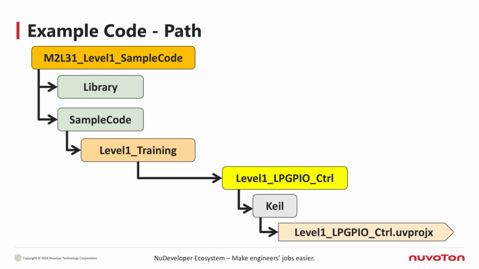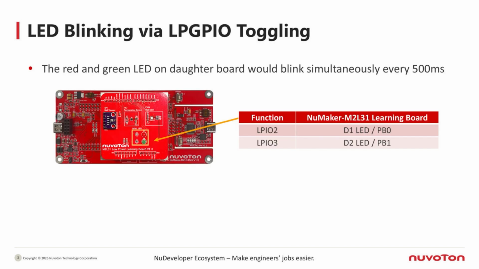Once you've downloaded it, just extract the files and open the project in the GPIO development environment, following the provided path. This example program uses the NuMicro M2L31 SG development board. It mainly demonstrates how to make the red and green LED blink while the system is in power down mode. The program also uses an add-on board called the M2L31 Learning Board, which has red and green LEDs. The corresponding pins for these LEDs are PB0 and PB1.